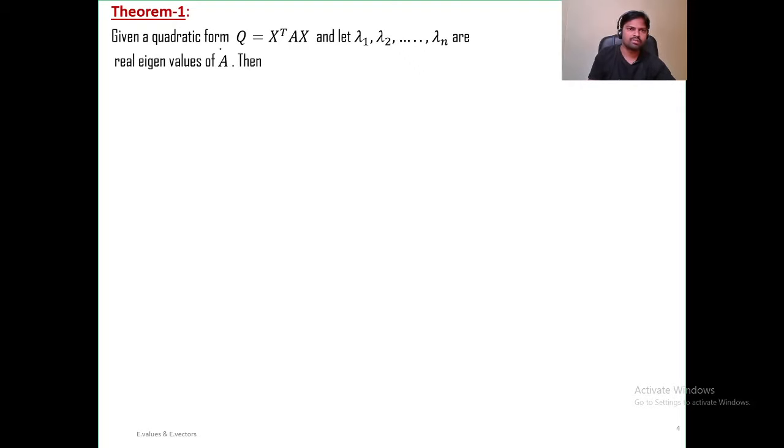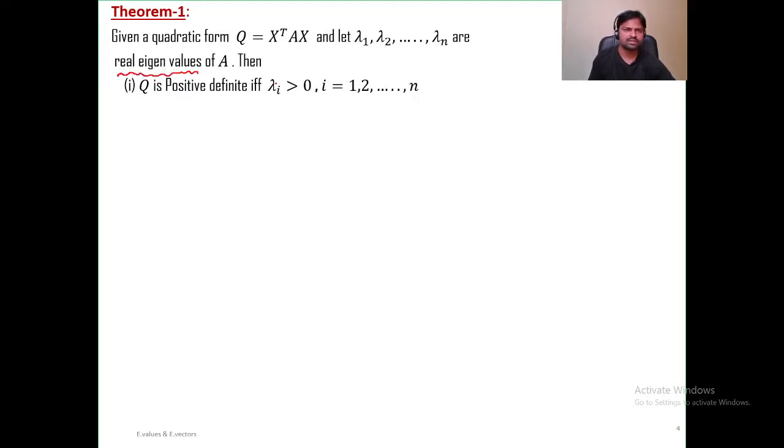Given a quadratic form Q, x transpose A x, let lambda 1 to lambda n be the real eigenvalues. Concentrate on this, real eigenvalues. Here A is an n by n matrix, therefore n eigenvalues exist. Whatever they may be, n eigenvalues exist. They may repeat, they may be negative or positive, some may be zeros, whatever, but n eigenvalues exist because A is an n by n matrix. Depending on these eigenvalues, we can now classify the nature of the quadratic form.